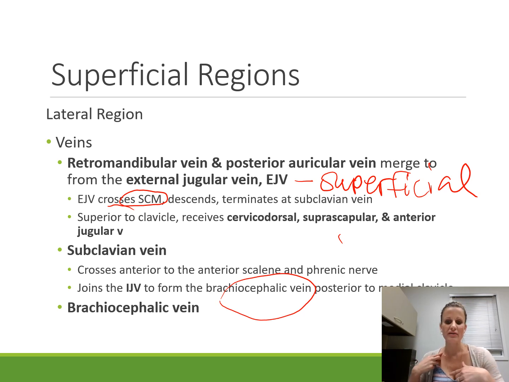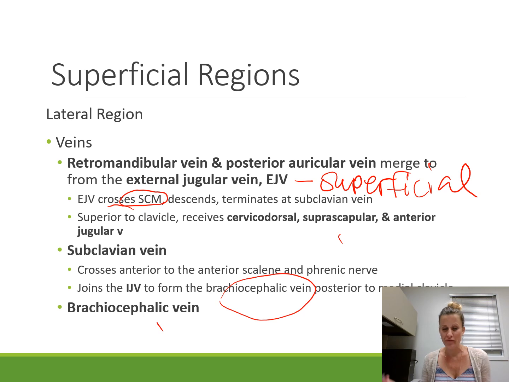The brachiocephalic vein is formed just posterior to the midline of the clavicle. So just behind the midline of the clavicle, the internal jugular vein is coming down and it meets up with the subclavian vein that forms the brachiocephalic vein. The brachiocephalic veins are going to unite, and on the right side, that forms the superior vena cava. So a few things to kind of keep them apart.